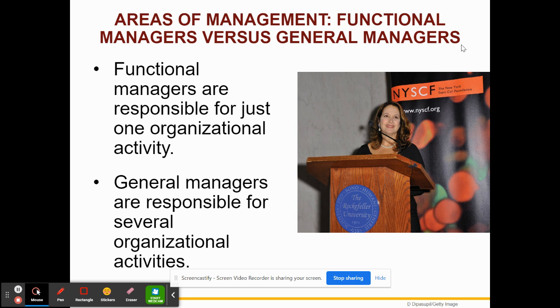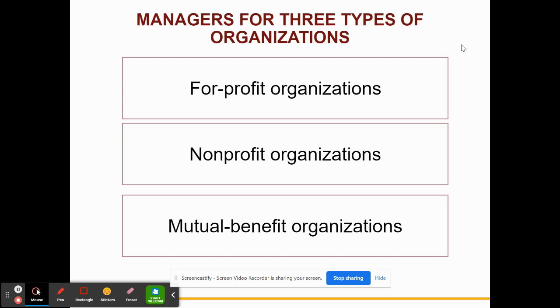Areas of management, so functional managers versus general managers. So functional managers are responsible for just one organizational activity. Okay, so for instance, going back to our Hy-Vee example, a functional manager might be the produce manager, right? They are responsible for just that one activity. And then general managers, they are responsible for several organizational activities. Okay, and a general manager could be characterized again as a store director, where they're responsible for overseeing the entire store and all of the departments within it.